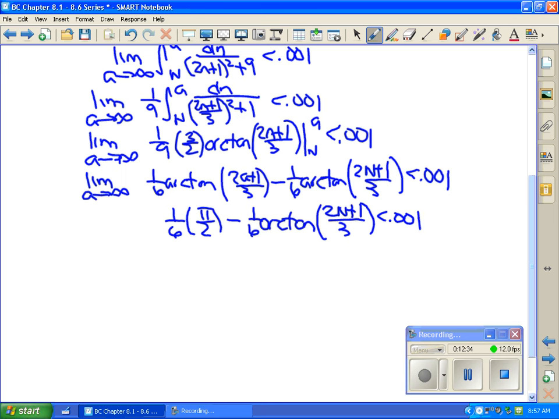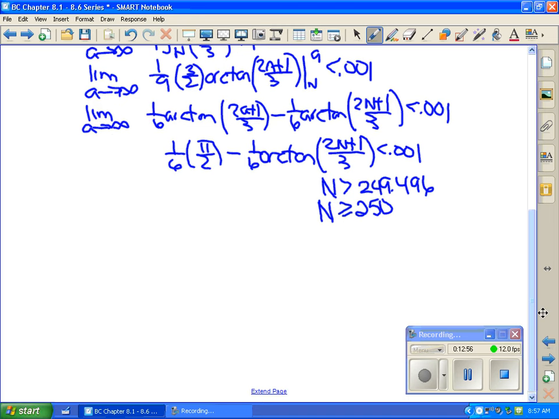And now you're going to go ahead and solve for capital N. Remember to keep everything exact in your calculators until the very end, so use something like second entry. I got capital N to be greater than 249.496. So the next integer up would be N is greater than or equal to 250. So that means I need to sum all the way up to 250 to get an error approximately less than 0.001.